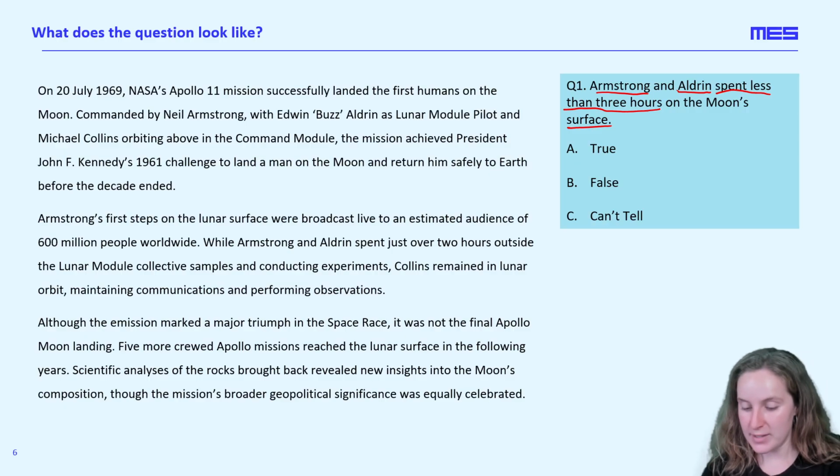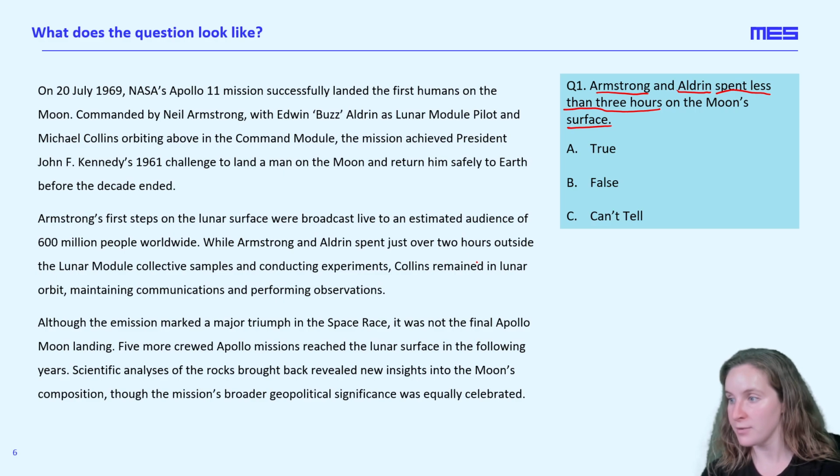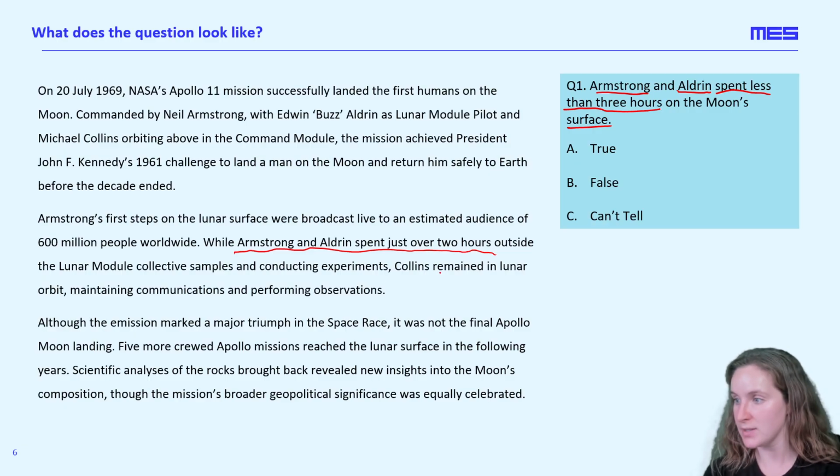So we're going to skim this passage, and we're going to be looking as we skim for information about the time they actually spent on the moon. It seems in the first paragraph that we're looking at the event itself. We're not seeing about timings so much, but in this second paragraph, I can see that it says Armstrong and Aldrin spent just over 2 hours outside the lunar module collecting samples and conducting experiments.